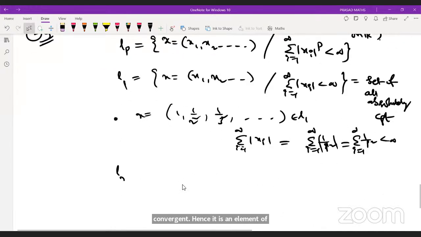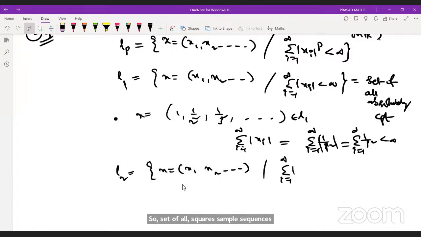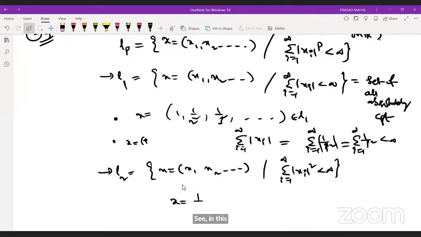Similarly, you can extend this idea to p equals 2, the set of all square summable sequences. Can you give an element? Yes, I can. I can take 1 by n. Suppose I take x equals 1, 1 by 2, 1 by 3 and so on. Is it an element of L1?